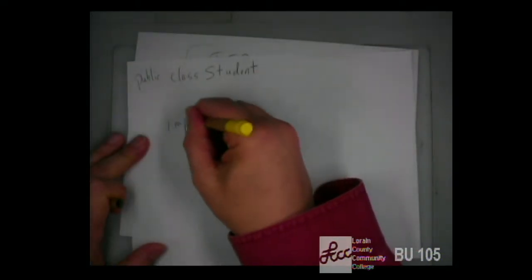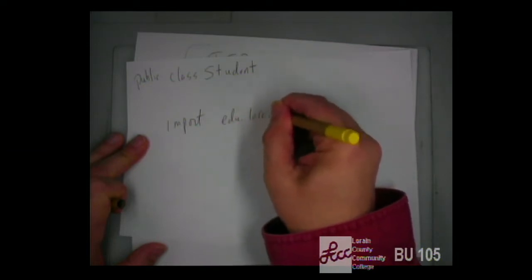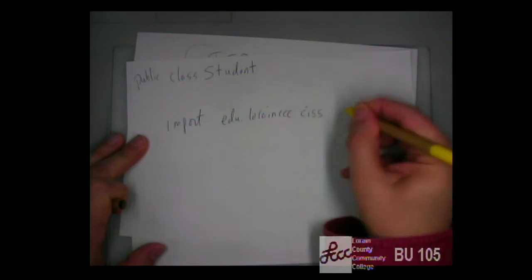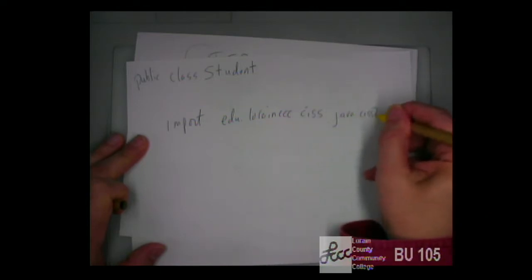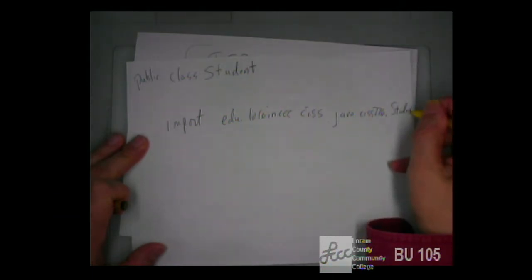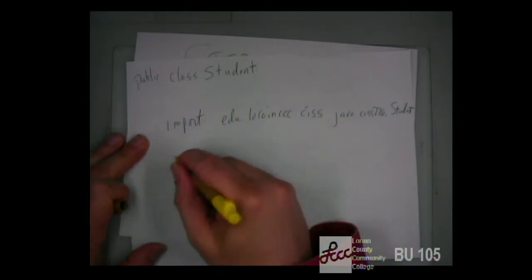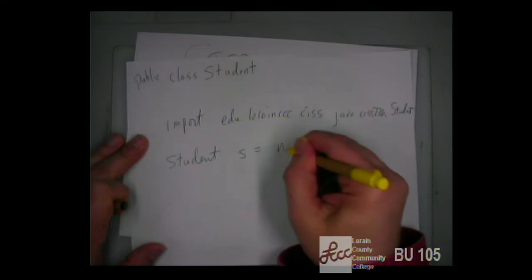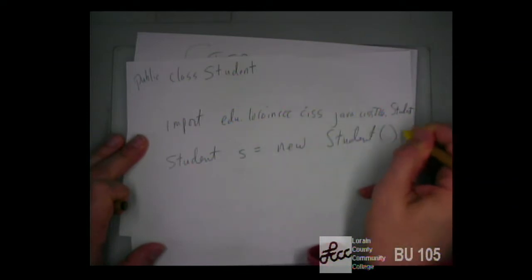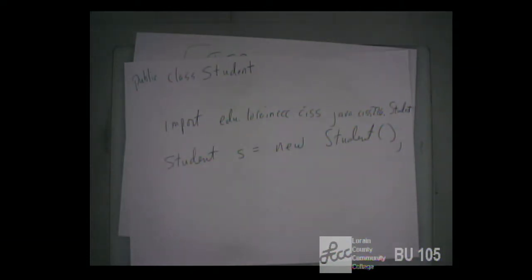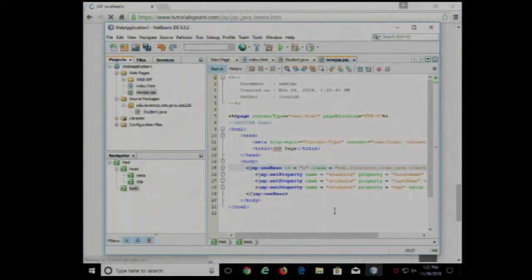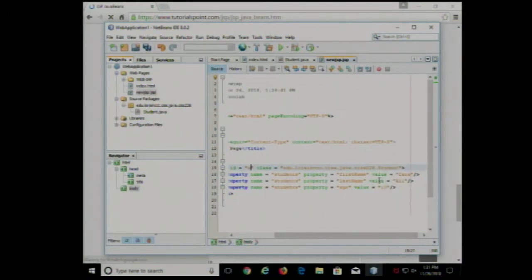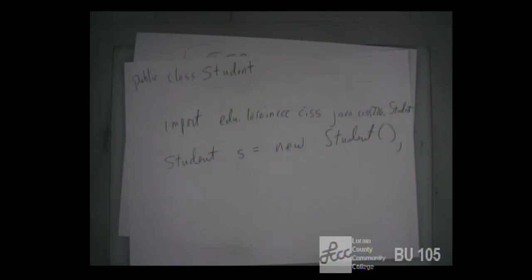It's the equivalent of saying, first of all, import edu Lorraine CCC CISS Java CISS 226 student, and then saying student S equals new student. So that's what this is the equivalent of. Think of the ID as being like the name of the variable. This is the package and class that we're using. So we're importing that and then we're using that student class. So effectively that's what we're doing.